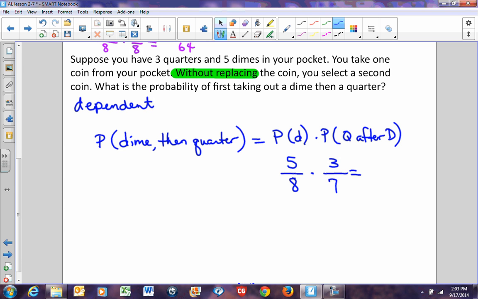Multiply this, 5 times 3 is 15. 8 times 7 is 56. So the probability of a dime and then a quarter is 15/56.